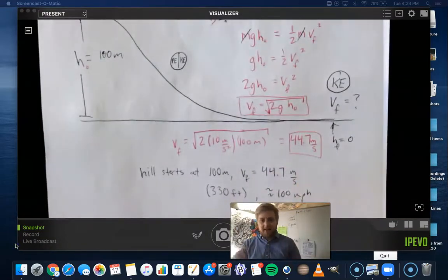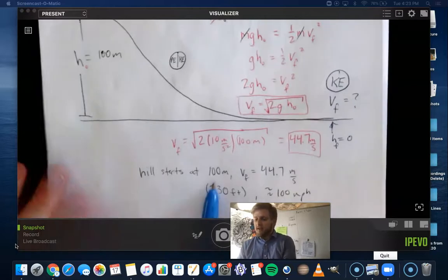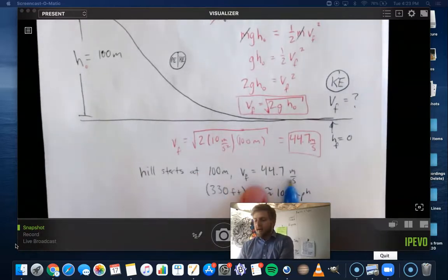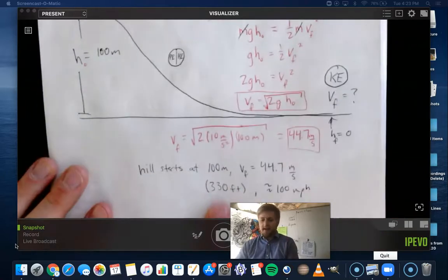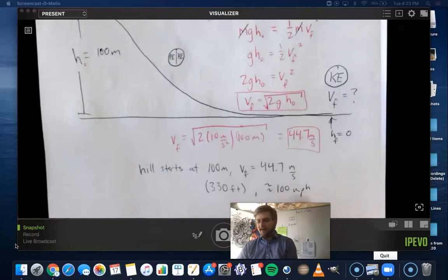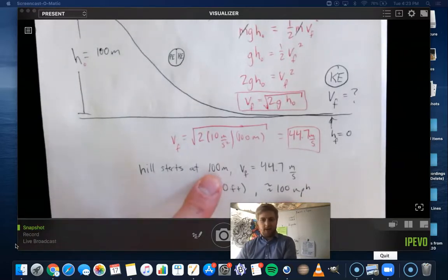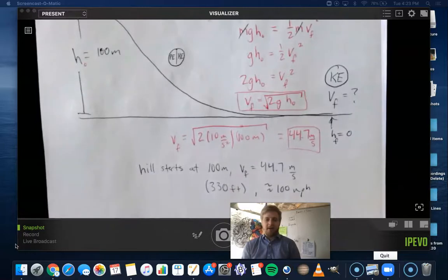Just for some context, I know many of us aren't necessarily comfortable thinking in metric units. If the hill starts at 100 meters, the final velocity will be 44.7 meters per second. That's a starting hill of about 330 feet, very, very tall, and you end up at almost exactly 100 miles per hour. That is, by the way, completely a coincidence, 100 meters giving us 100 miles per hour.